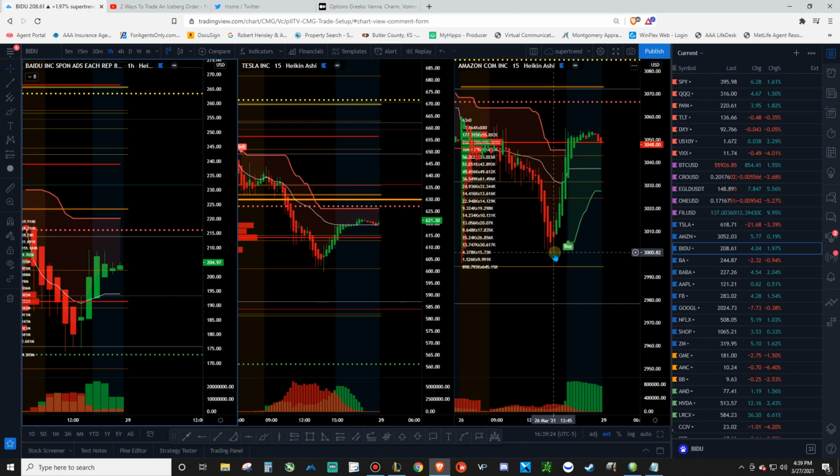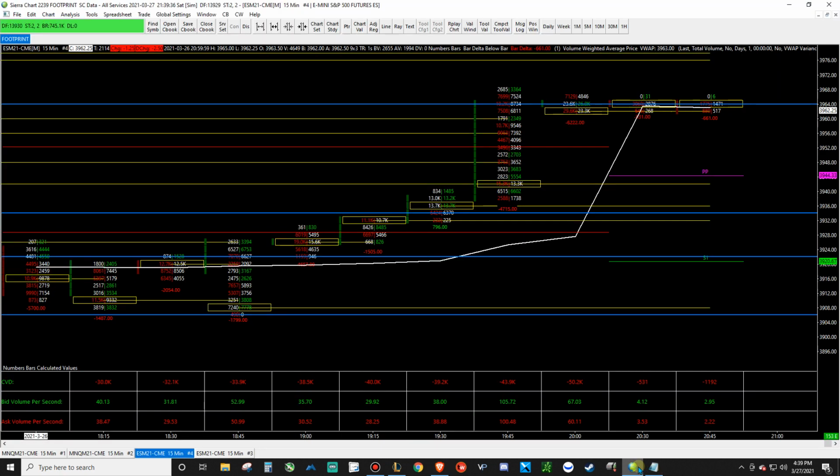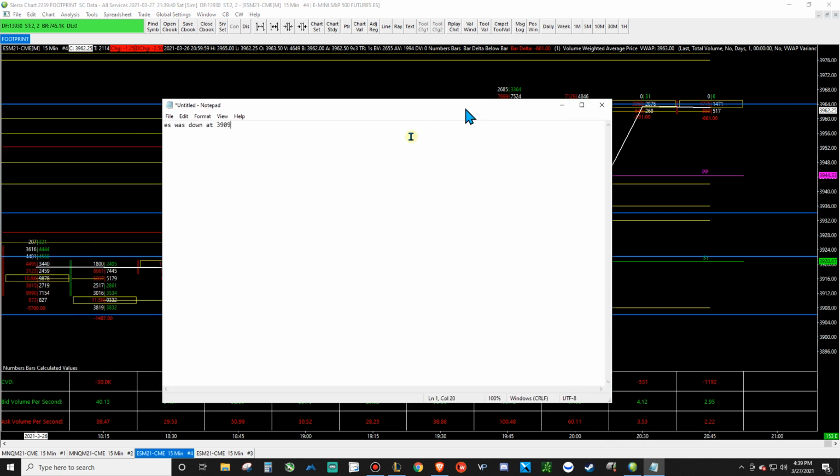Amazon didn't start moving until way later, around 2 o'clock, 2:45. So Tesla happened a little earlier, then Amazon. I'm watching these three in tandem, hoping that they break, but I'm not considering that Baidu moved off support early. Amazon at 3K, Tesla at 3K pre-split, and ES is at 3909.